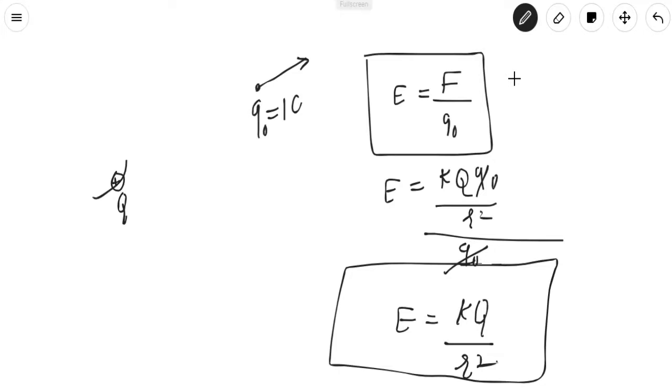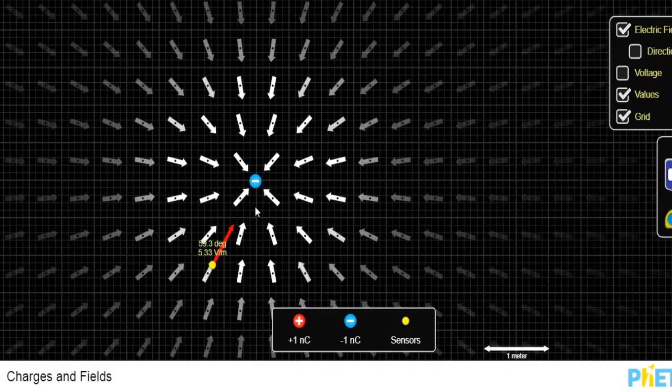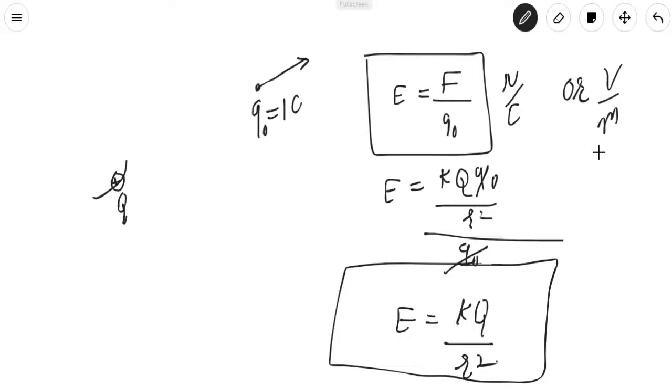The unit of this electric field will be Newton per coulomb. In the second chapter we will see another unit called volt per meter. You see here we get the unit, it is volt per meter. So this is another unit for the electric field, but volt is yet to be understood in the second chapter. So electric field is measured in volt per meter or Newton per coulomb. For the first chapter we will consider the unit Newton per coulomb. So electric field is the force per unit positive charge, and the equation is simply KQ by r square.